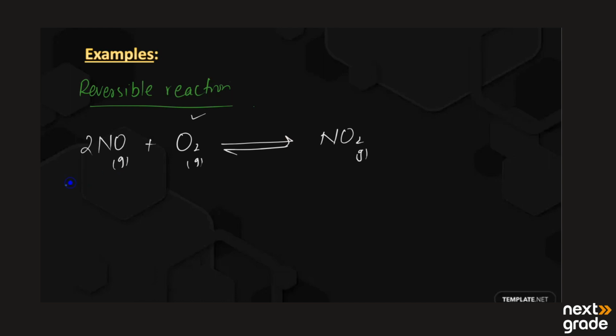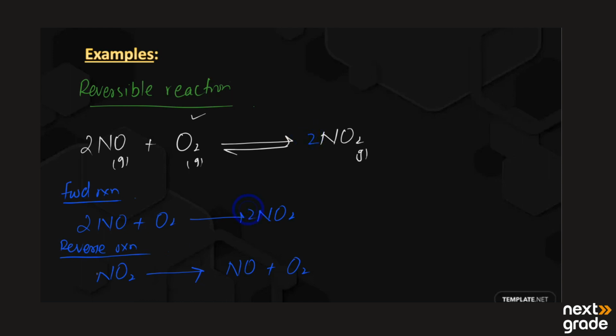The forward reaction is when NO combines with oxygen and changes into the NO2. And next we have the reverse reaction, in which NO2 is going to change into the NO and O2. So this is the simple example that shows the forward and the reverse reaction. So this is the reversible reaction. Now we have to separate out forward and reverse reaction from this.